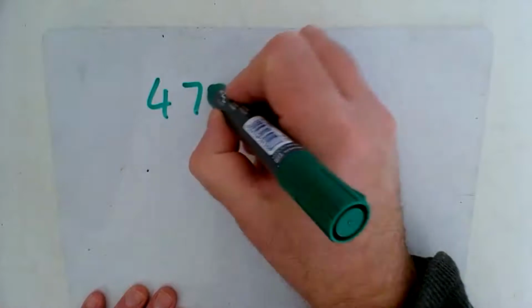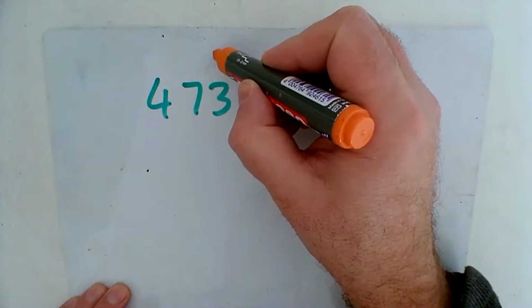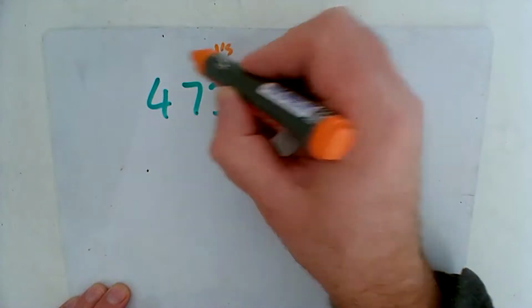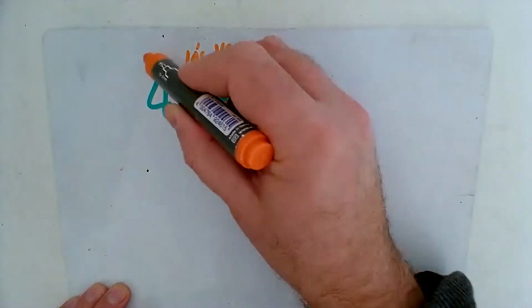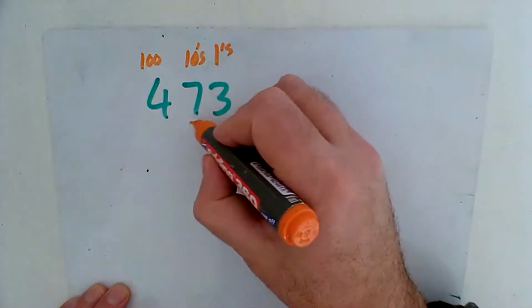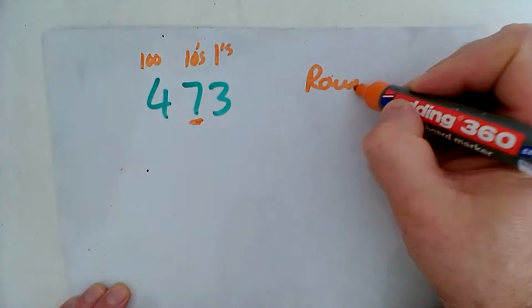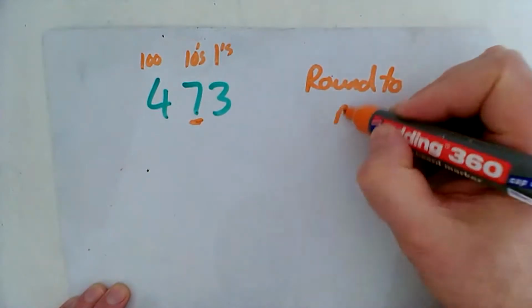So if I've got 473, how do I round that to the nearest 10? Now, if you can round to the nearest 10, you can round to any number at all. And this is the rule, isn't it? I find my tens column. Okay, so I've got my units, or ones, I've got my tens, and I've got my hundreds. So all I have to do is find my tens. This is rounding to the nearest 10.